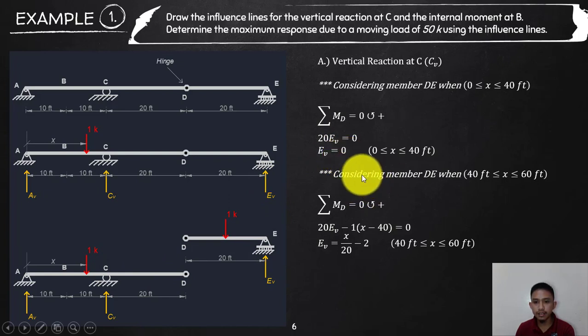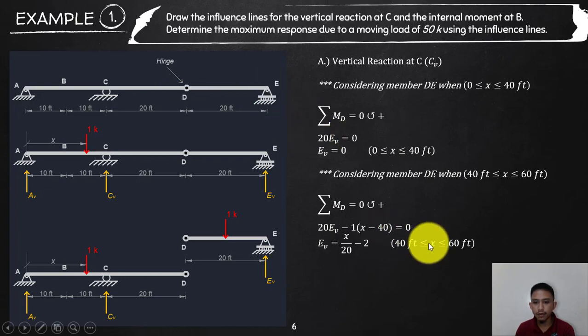Now, considering member DE still, but this time your load is already within this span DE. So your x is from 40, since 10 plus 10 plus 20 is 40. So we are already on D to 60, up to your E.